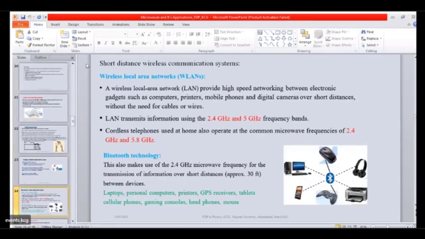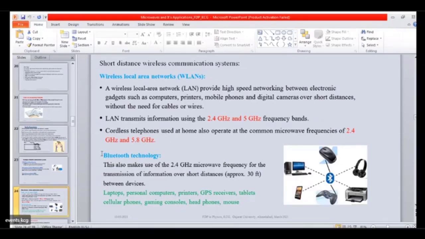And apart from the long distance communication, using the microwaves, you can have the short distance communication. Wireless communication, of course, right? You can have the short distance wireless communication. And the examples of short distance wireless communication are the wireless local area networks. In short, we call it WLANs, right? It uses the frequency of 2.4 gigahertz and 5 gigahertz, right? Cordless telephones used at home also operate at the common microwave frequency of 2.4 gigahertz and 5.8 gigahertz.